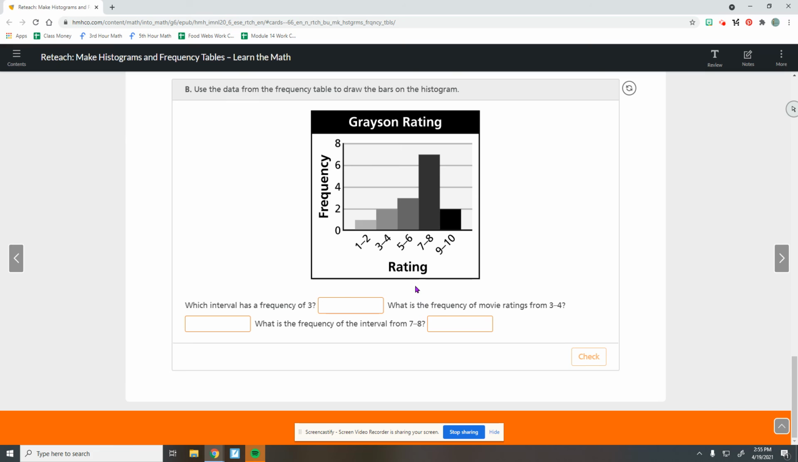Which interval happens 3 times? We're looking for 3. Well, that's the 5 to 6 interval. What is the frequency of movie ratings from 3 to 4? Look for the 3 to 4 rating: it has 2. What is the frequency of the interval from 7 to 8? How often does the group 7 and 8 happen? Well, that happened 7 times. So he watched 7 movies that he thought were a 7 to 8 rating.